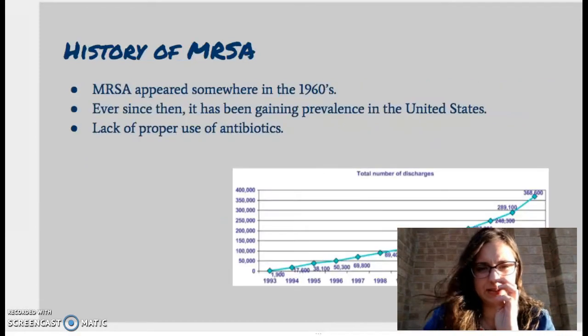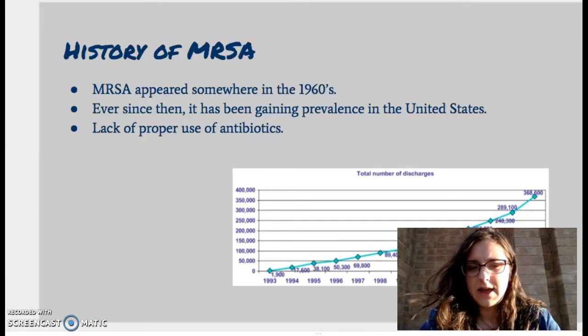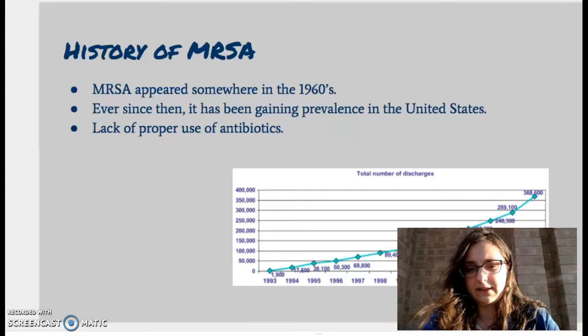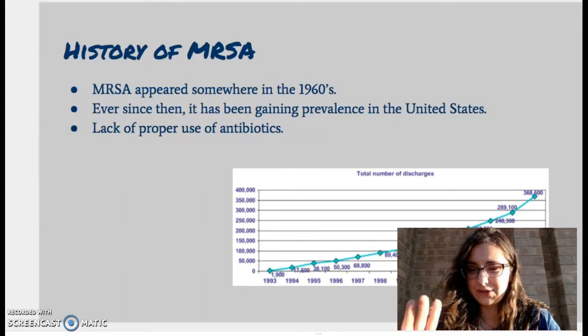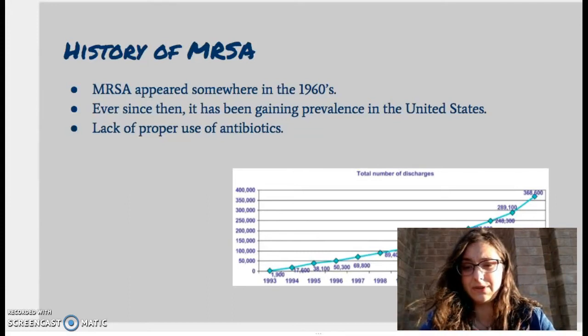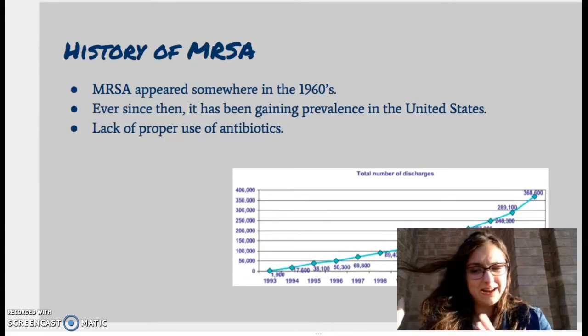And then in the history of MRSA, it appeared somewhere in the 1960s. Ever since then, it has been gaining prevalence in the United States. You can see from this graph that it's significantly gone up from 1993 to 2005. I couldn't find a more recent graph than this, so it's fairly good. It really shows you that really steady, high incline of that prevalence.